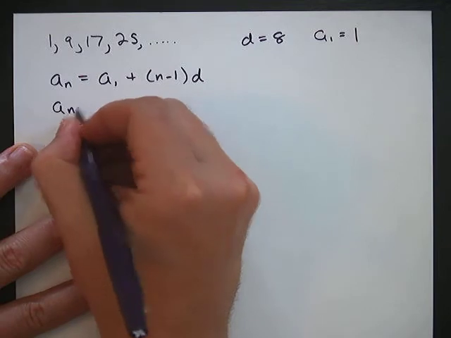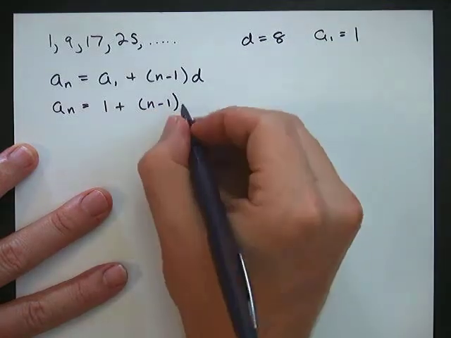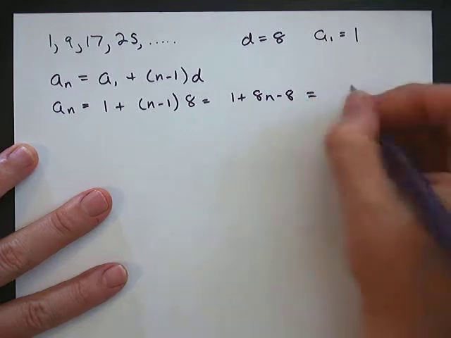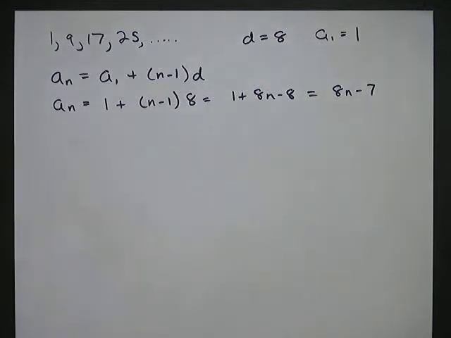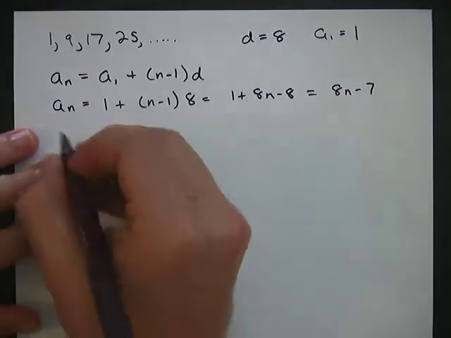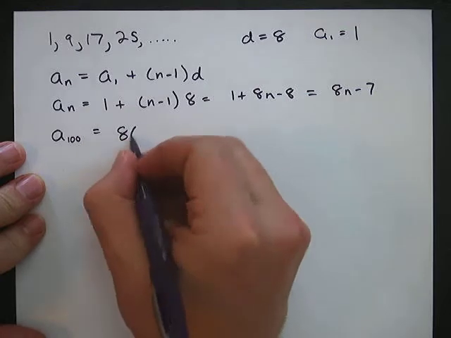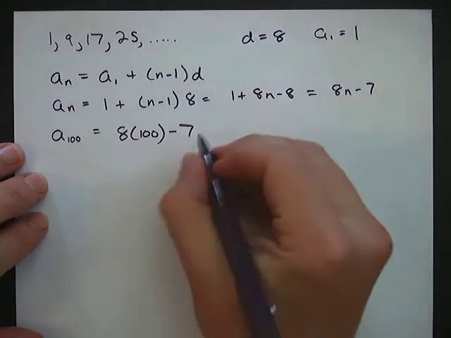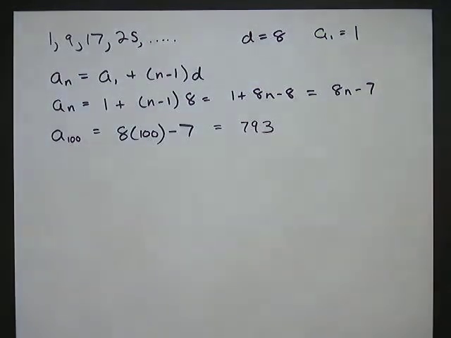So now we know that our sequence is a sub n equals 1 plus n minus 1 times 8. Clean that up and you get 1 plus 8n minus 8 equals 8n minus 7. That is your nth term. Okay, so we found the nth term first. Even though it said find the 100th term first, it's easier to find the nth term first. Because now all we have to do to find the 100th term is write a 100 in place of n. So 8 times 100 minus 7. That's 800 minus 7, which will give us 793. Okay, so that's the first one.